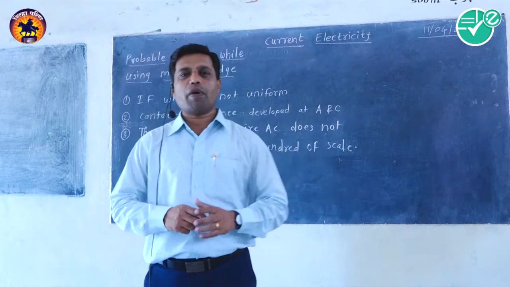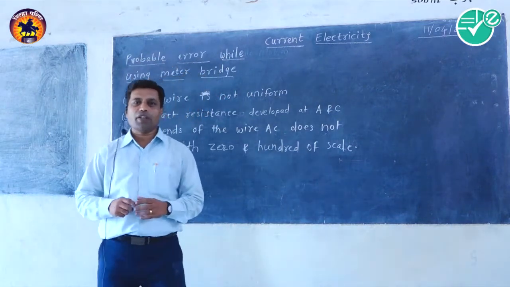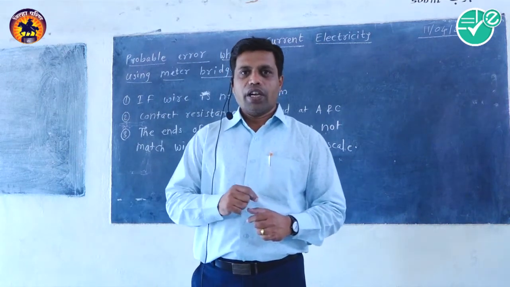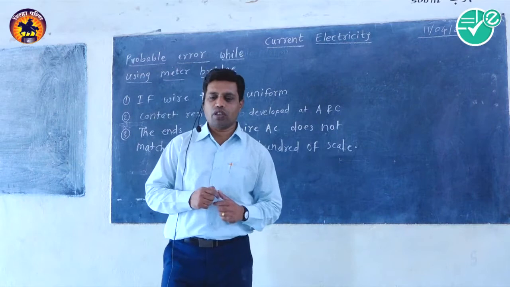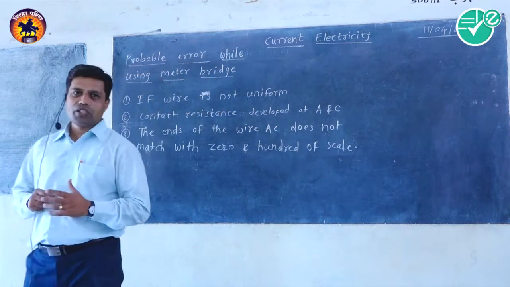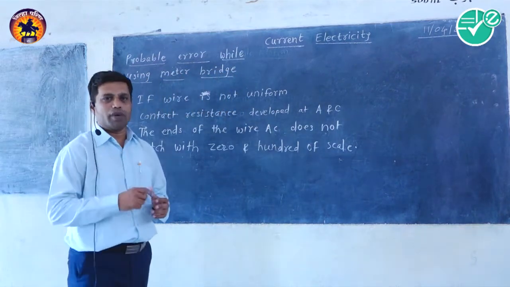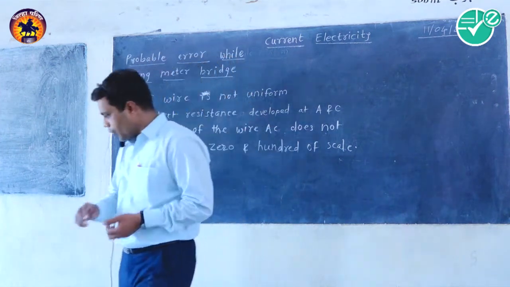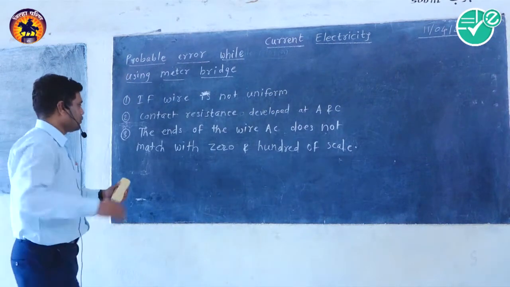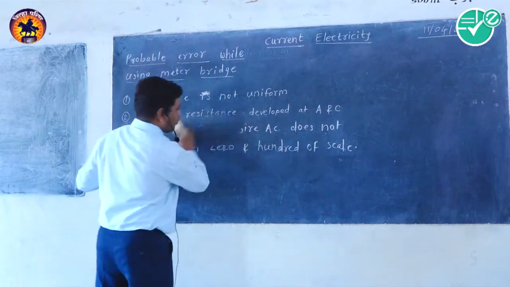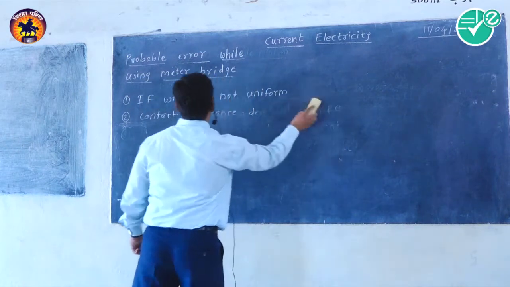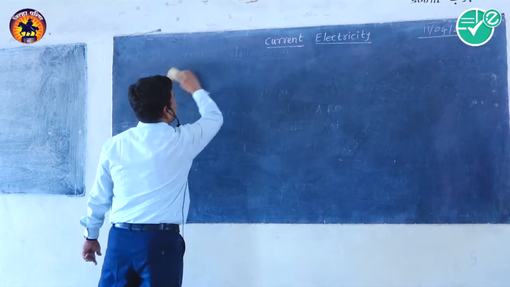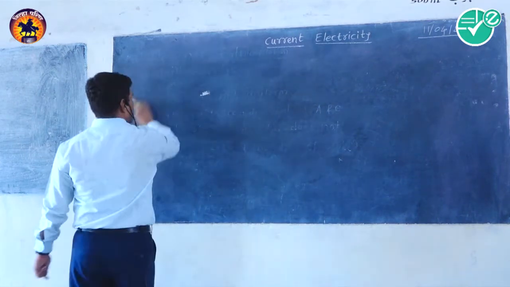So with this discussion of probable error and how to minimize it, we will move towards our next article, that is Kelvin's method. It is also an important article; this method is given by Kelvin to determine the unknown resistance of a galvanometer. First of all, I will draw the diagram of Kelvin's method. I think all of you have a very clear idea about the meter bridge, the Wheatstone network, and the errors that can come while doing this experiment.